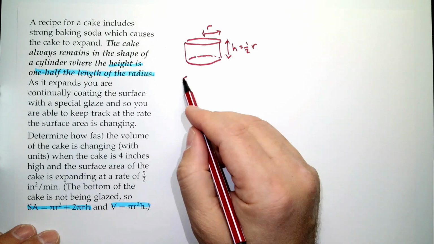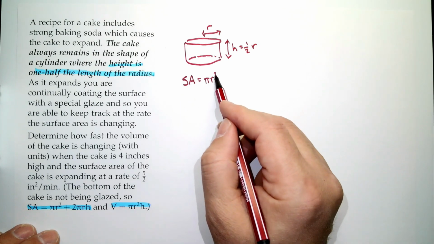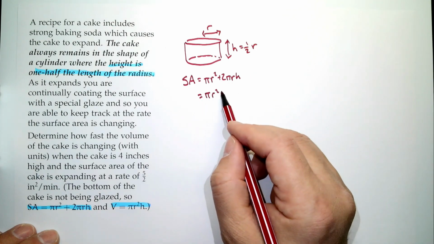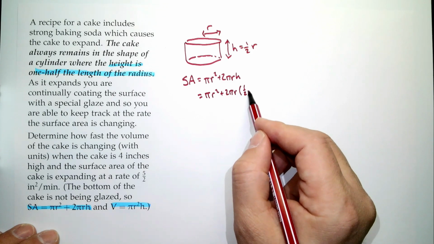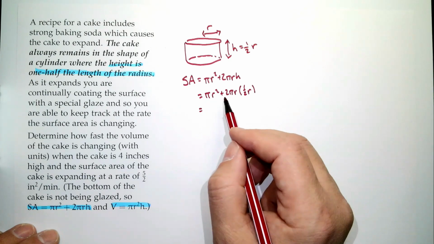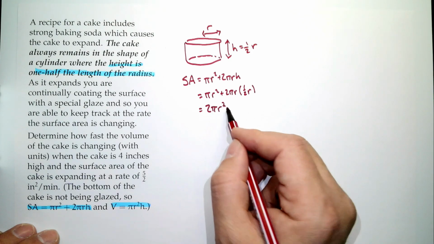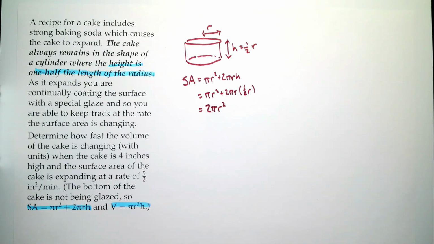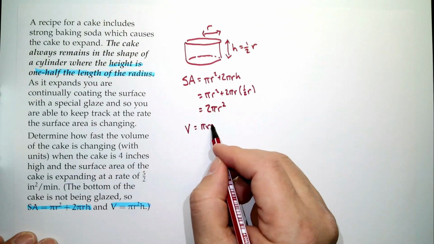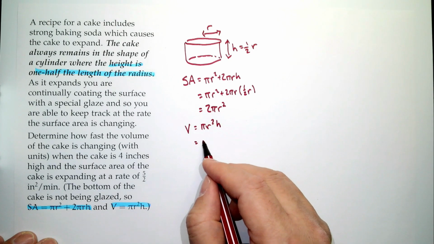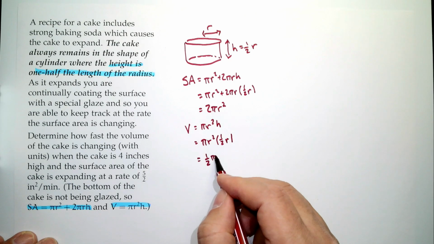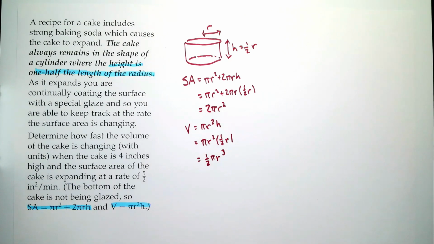So surface area, that's pi r squared plus 2 pi r h, becomes pi r squared plus 2 pi r times 1/2 r. Well, 2 times 1/2 is 1. So we end up with a pi r squared plus another pi r squared, 2 pi r squared. Okay, that's the surface area for a given value for r. For volume, well, volume is pi r squared h, but again, we replace h by 1/2 r, so we get 1/2 pi r cubed. So there we go.